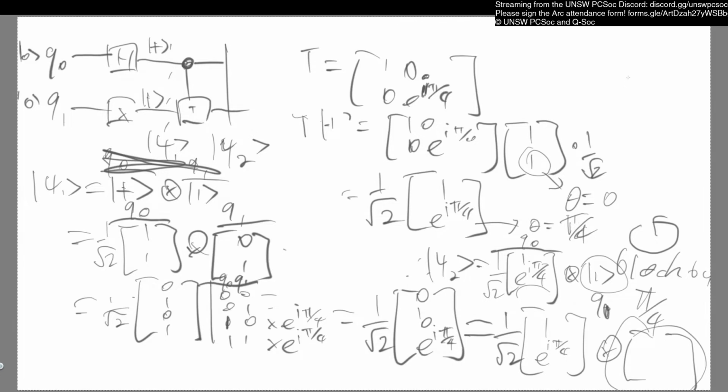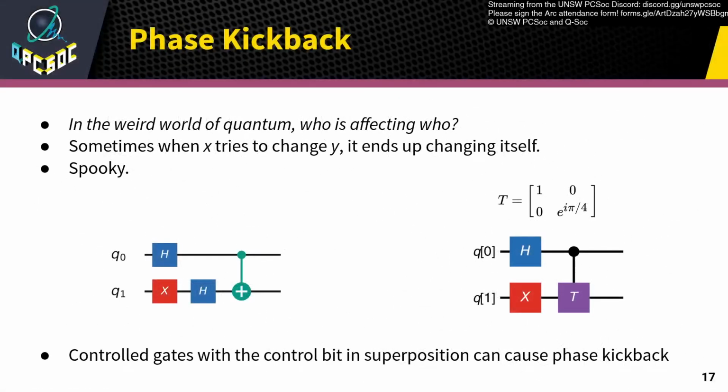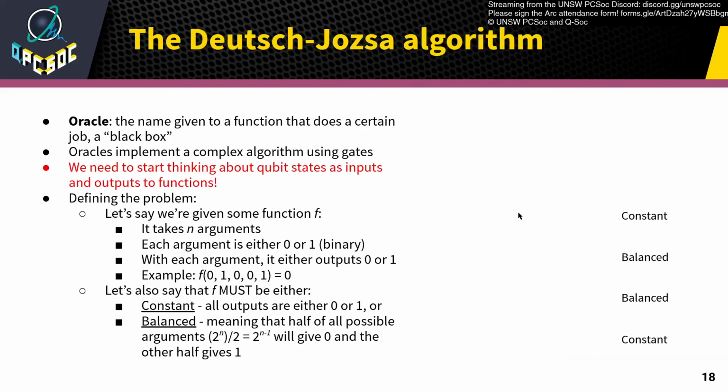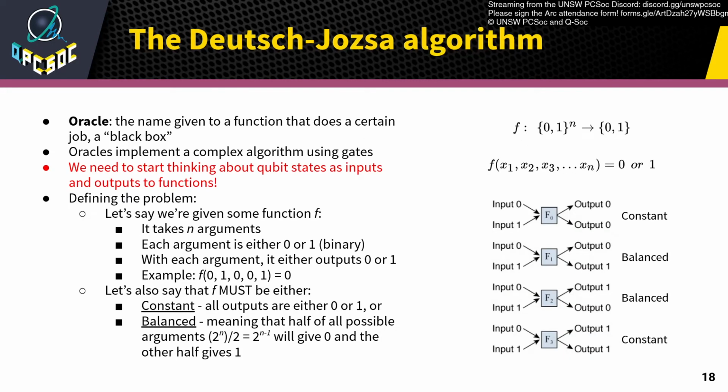So that means the kickback is anti-clockwise. So it adds to the angle in the complex plane. That's phase kickback, and it's used in a lot of quantum algorithms. So take-home message: at the end of the day, control qubits with the control bit in superposition can cause phase kickback. Okay, any questions? Feel free to chime into the voice chat or type into the theater chat.